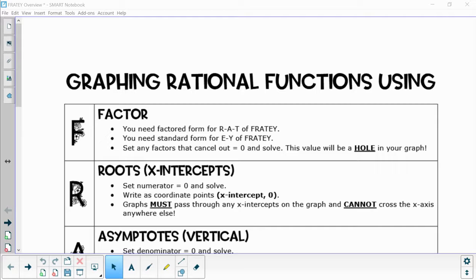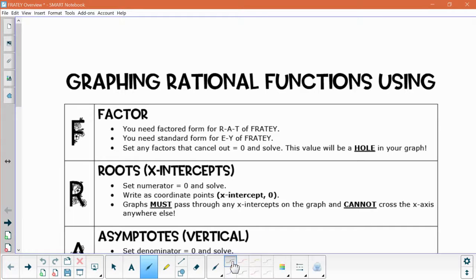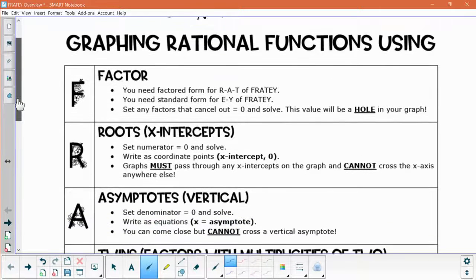So, just a quick little reminder, a rational function is a fraction and it's going to look something like this: x plus 3 over x minus 2. Yes, it's going to get a little more complicated than that, but this is the basic outline. We have a numerator, we have a denominator, and we use those to identify different features.